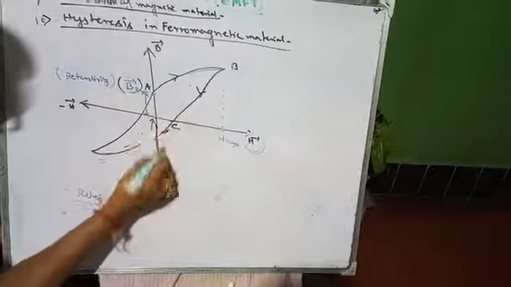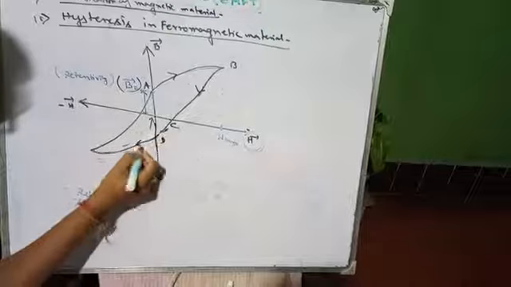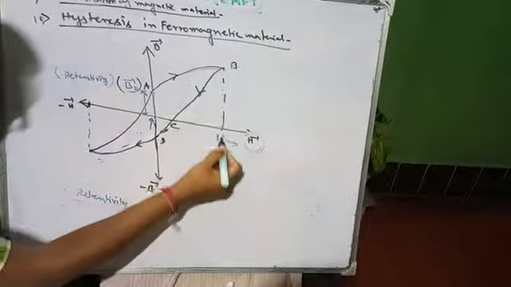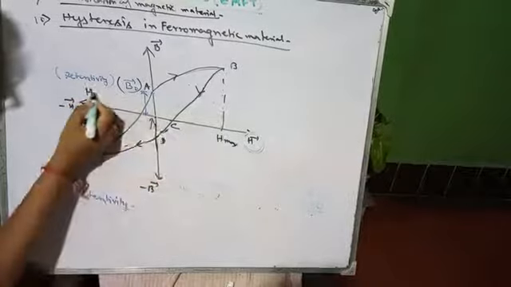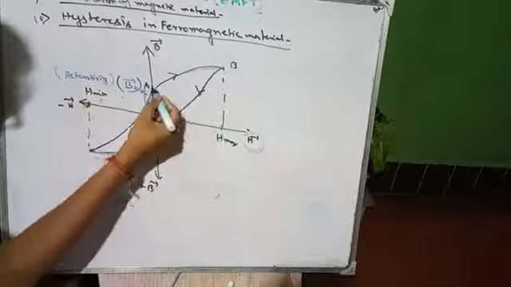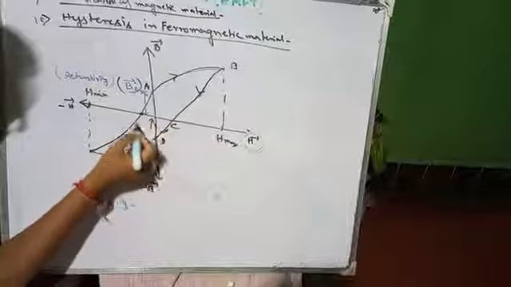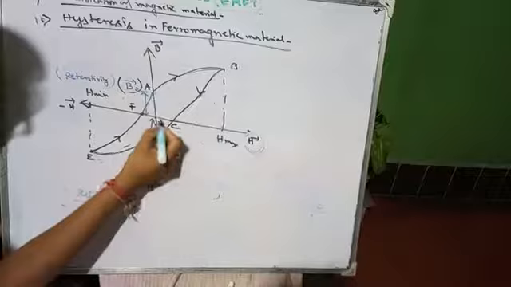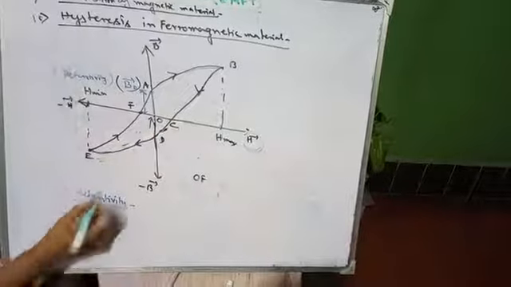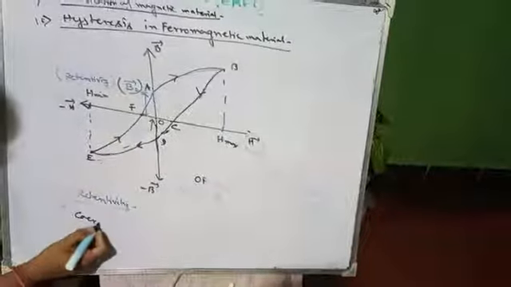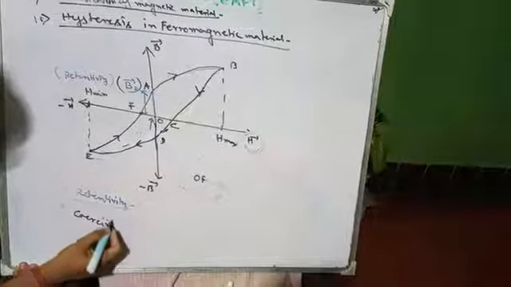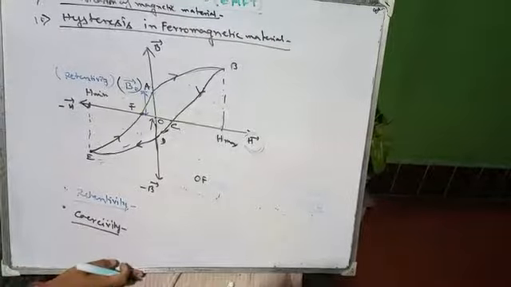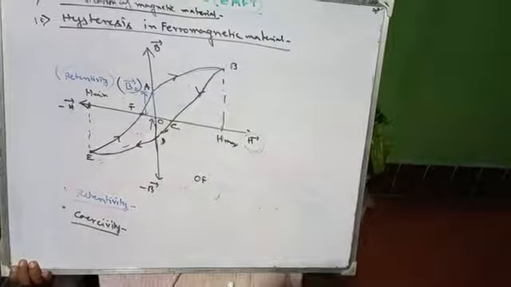Suppose the C point, and then this is your D point, and gradually it will reach the maximum. This is your H max and this is your H min. In order to make it 0, this amount of force DE F, this OF, is called coercive force, coercivity.